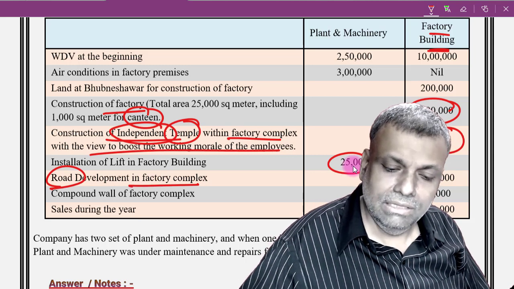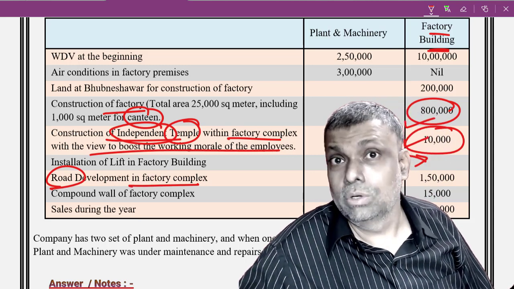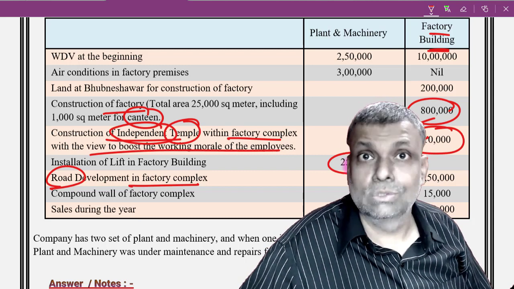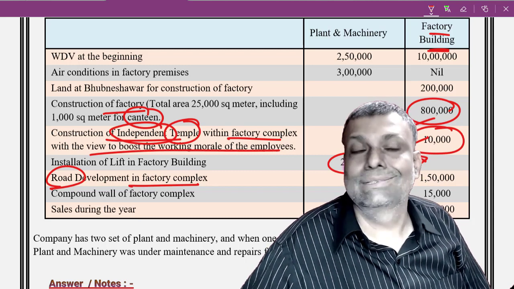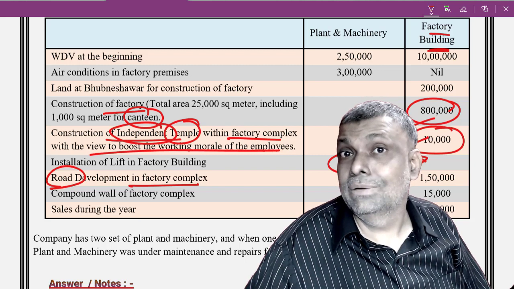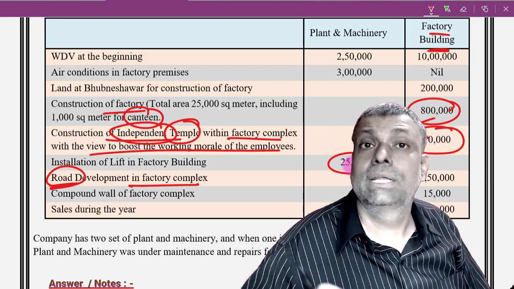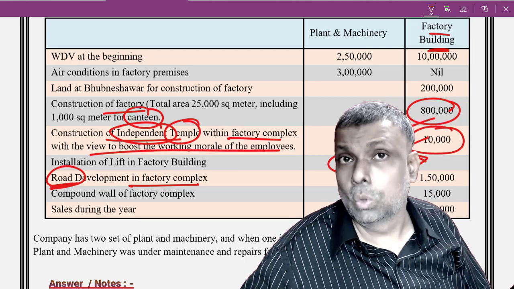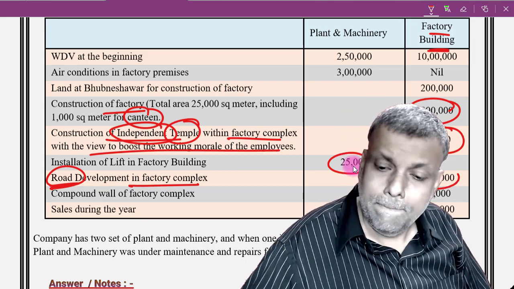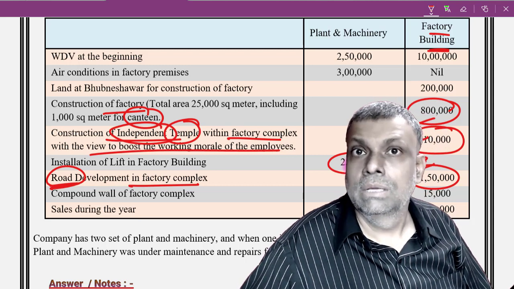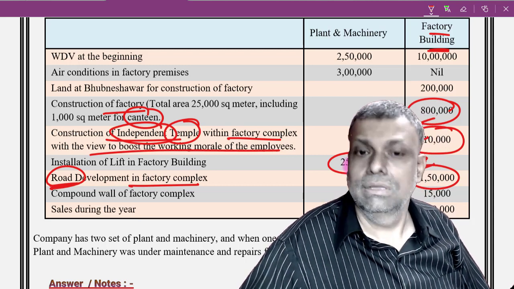Road development in the factory complex. Now the road, people say that road is on the land, so the cost of the construction of the roads should be like improvement to the land, and so you don't get a depreciation. Land is not eligible for depreciation, but a road is also part and parcel of a building. I repeat, a road is also part and parcel of a building, so it is eligible. And why do these roads go in the factory building block? Because these roads are linked with the factory building.